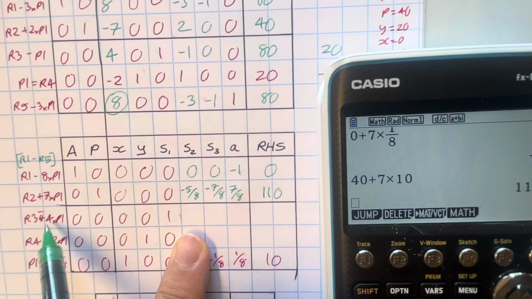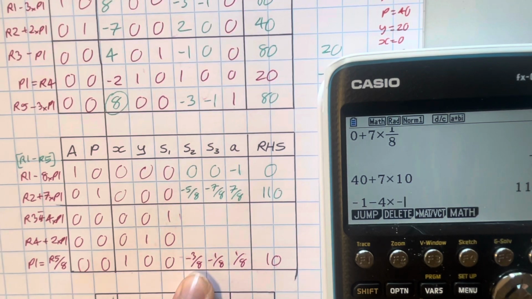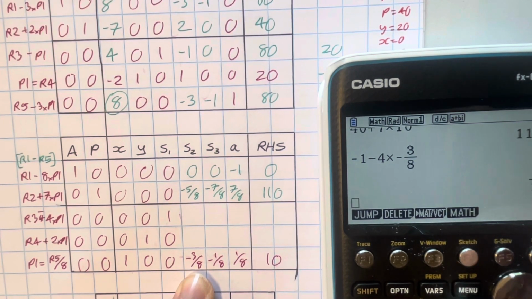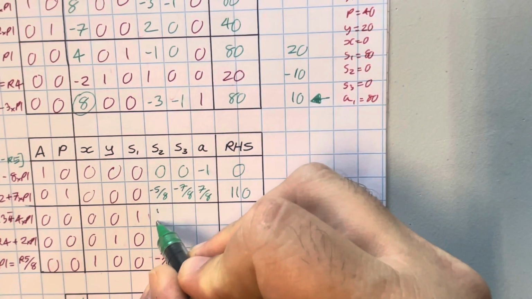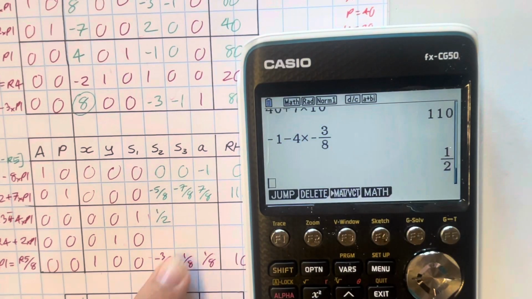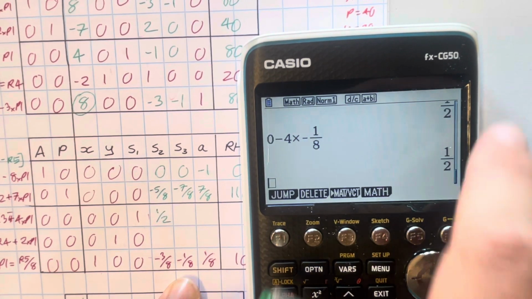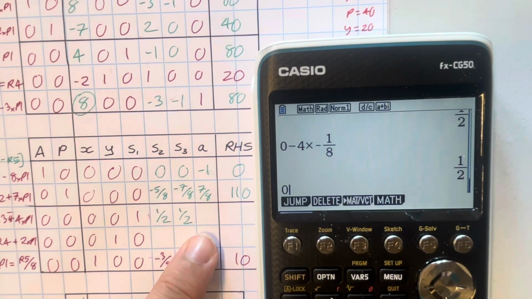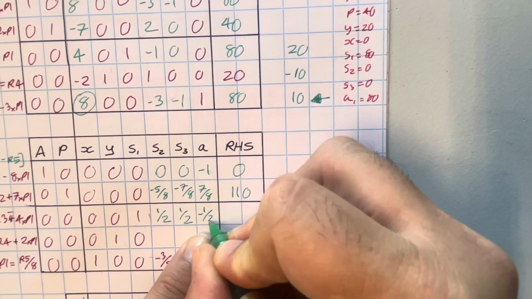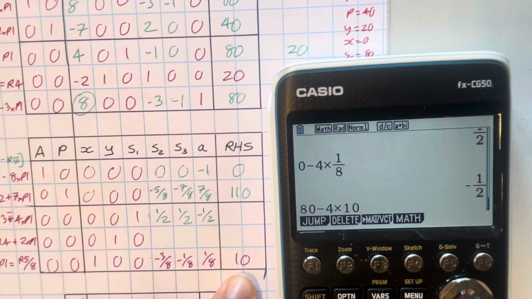This one here is row 3 subtract 4 times the pivot. So row 3 was negative 1 there. We're going to subtract 4 times the pivot, which is minus 3/8. So that is positive 1/2. 0 subtract 4 times negative 1/8 is again positive 1/2. 0 subtract 4 times 1/8 is negative 1/2. And then we have 80 subtract 4 times 10.